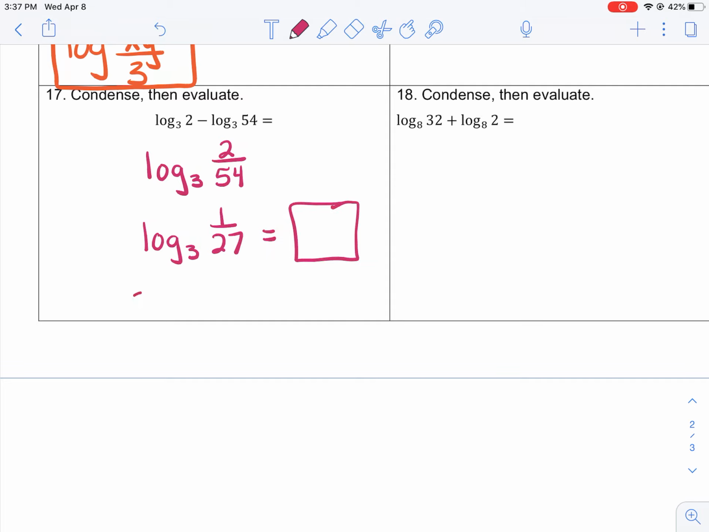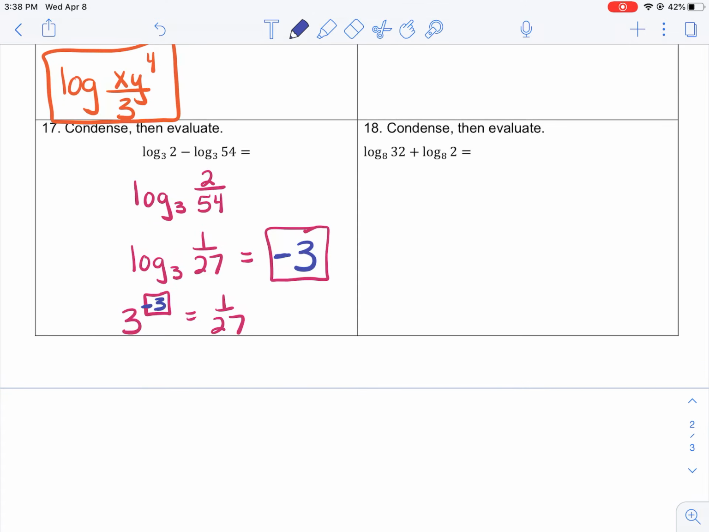And so now evaluate means tell me what the value of the log is. So 3 to what power equals 1 over 27? Okay, and so 3 to the negative 3 is 1 over 27. So the answer is negative 3.